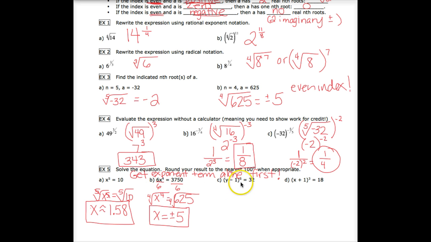All right, this one looks a little bit different, but the power term itself is just in parentheses. So the power term is alone, it's just that this whole expression is the base. So to undo that fifth power, I'm going to take the fifth root on both sides. Again, the fifth power and the fifth root undo each other. This is an odd index, so I don't need to worry about plus or minus. I've just got y minus 1 equals, fifth root of 32 is 2. And so then to solve for y, I need to add 1 to both sides, and y equals 3.